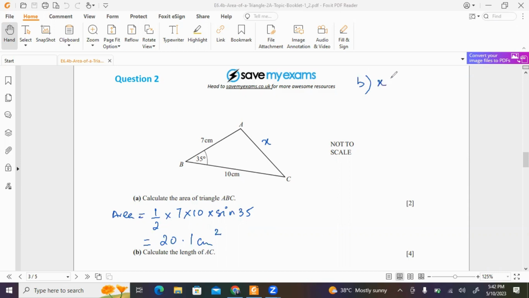However, the cosine rule is possible because we have two lengths and the angle theta. So I'm going to do x squared equals 7 squared plus 10 squared minus 2 times 7 times 10 times cos of 35.